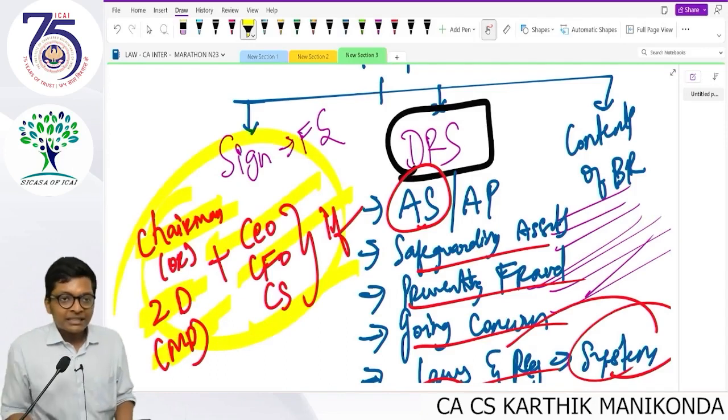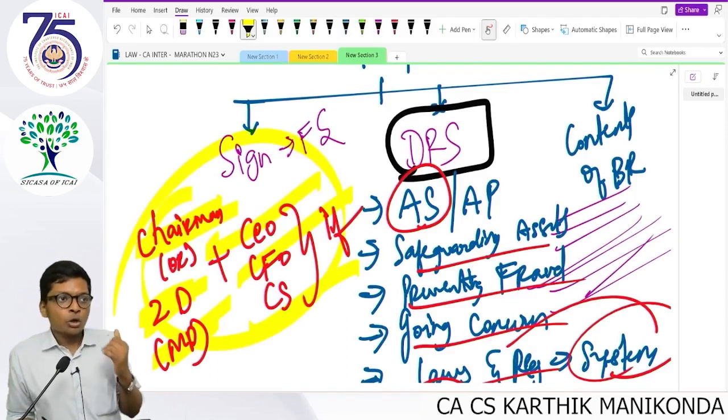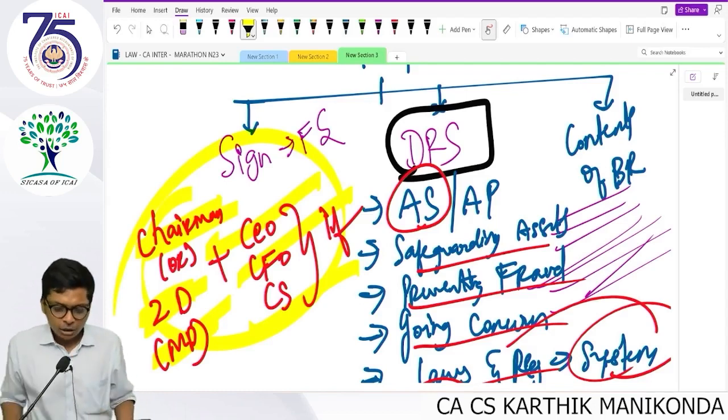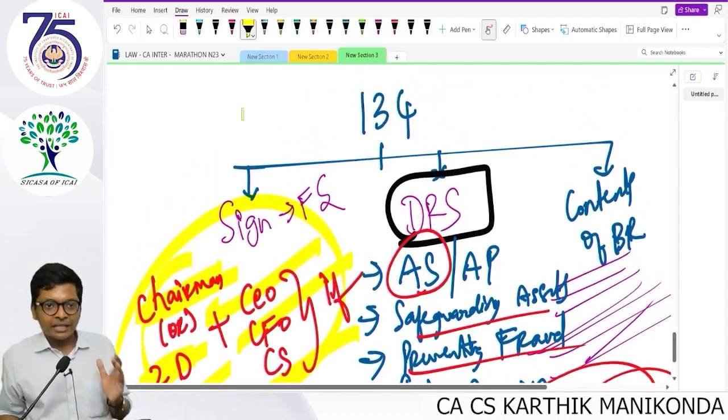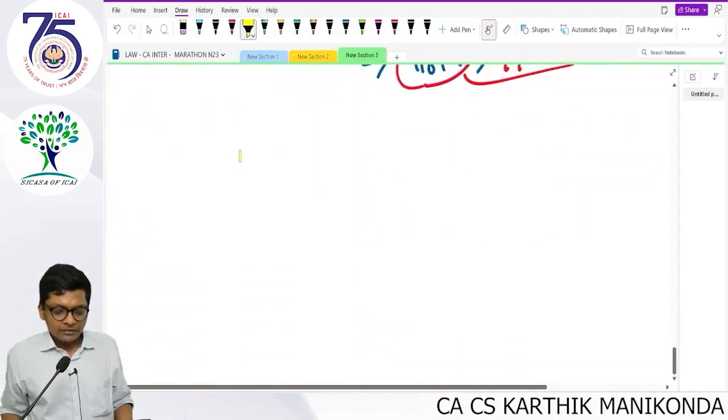This is important. They will give a scenario of who signed, and you have to clarify whether this is correct or not correct. Are you following, guys? So this is the summary of section 134. Next we are going to 135.